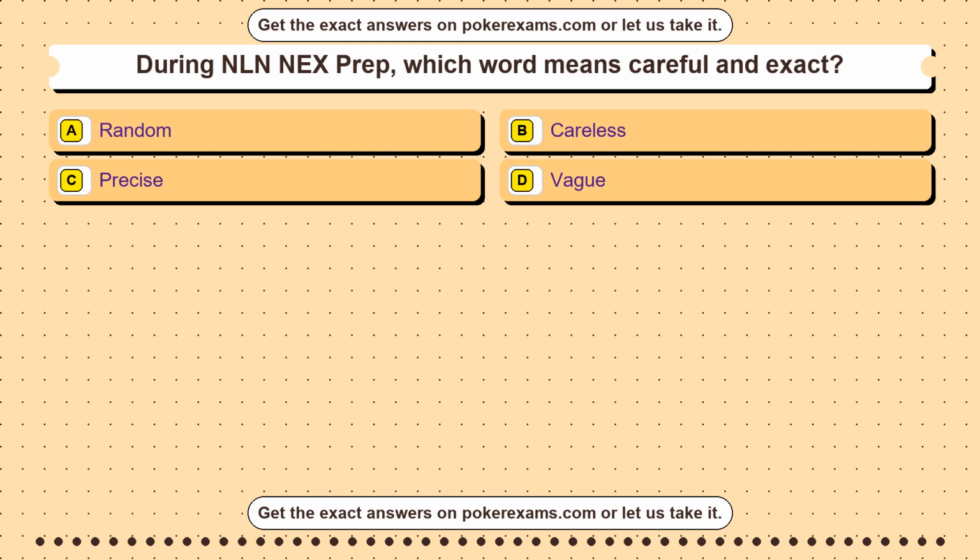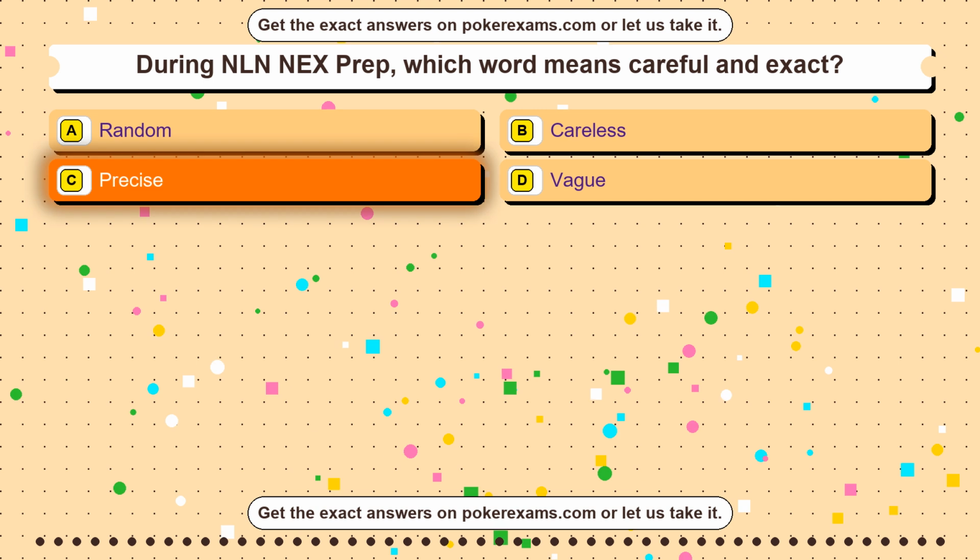Question 11. During NLN NEX Prep, which word means careful and exact? Option A random. Option B careless. Option C precise. Option D vague. The correct answer is option C.